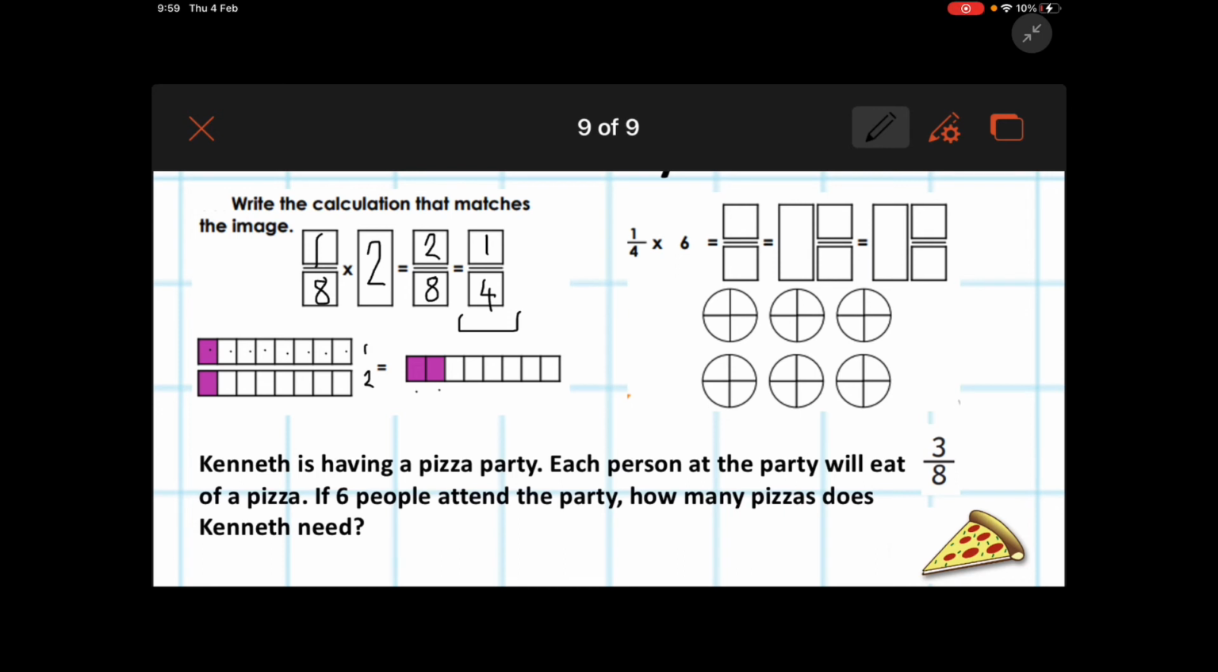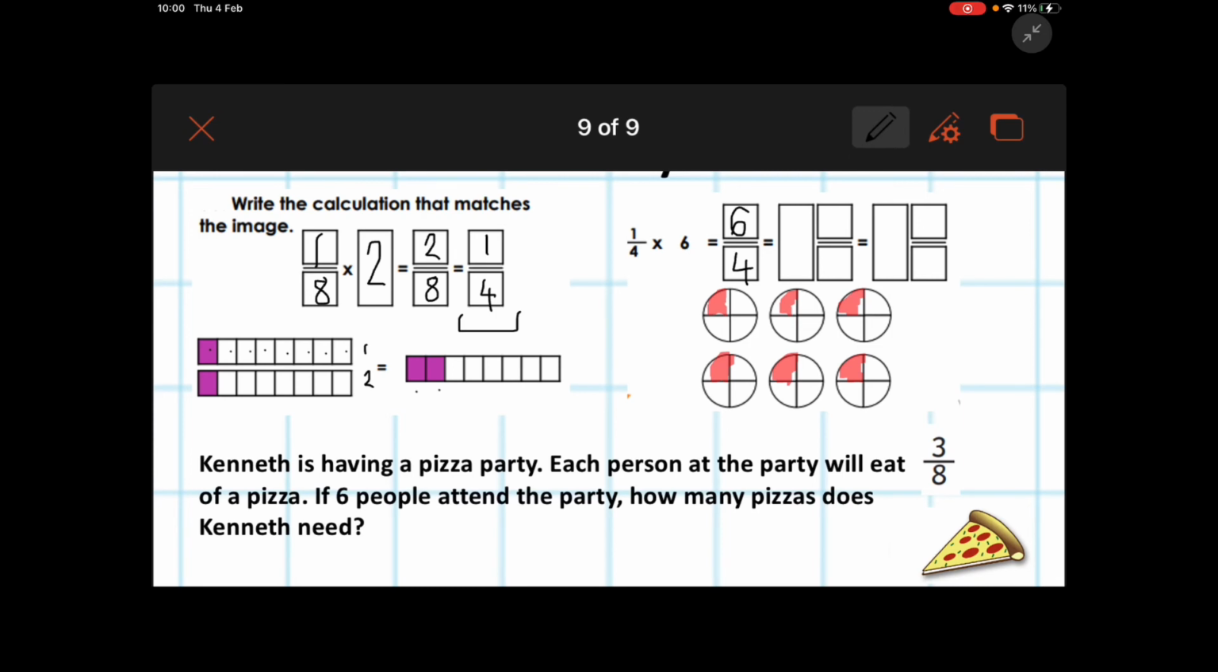Now if we have a look here, we have some representations at the bottom. 1/4 times 6. So I've got 1, 2, 3, 4, 5, 6 shapes, and I'm going to go ahead and shade in 1/4 of each. 1, 2, 3, 4, 5, 6. Okay, I have 1, 2, 3, 4, 5, 6 quarters.